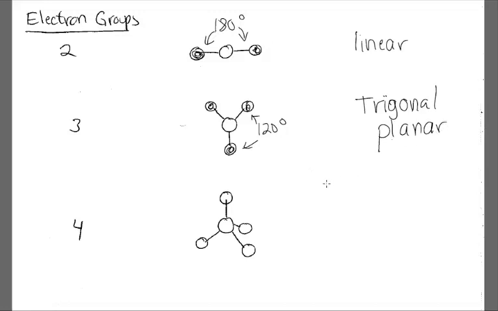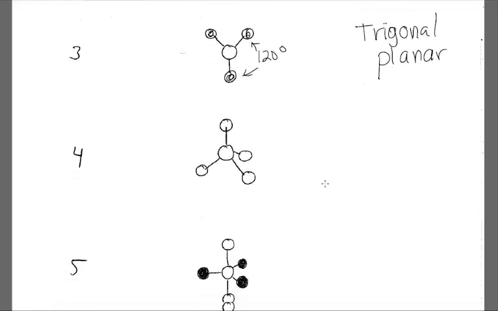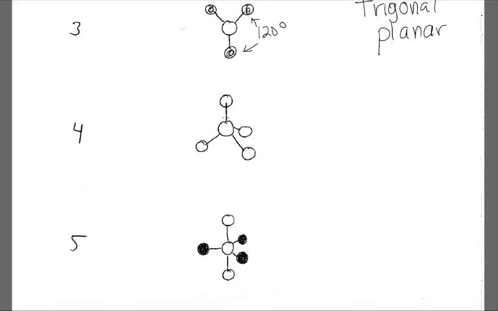All right, when we get to 4 electron groups, we're finally in 3-dimensional groups. 4 electron groups around a central atom. There's 1, 2, 3, 4. Those are in the shape of a tetrahedron, and we call it tetrahedral. And the angle between any 2 is 109.5 degrees.